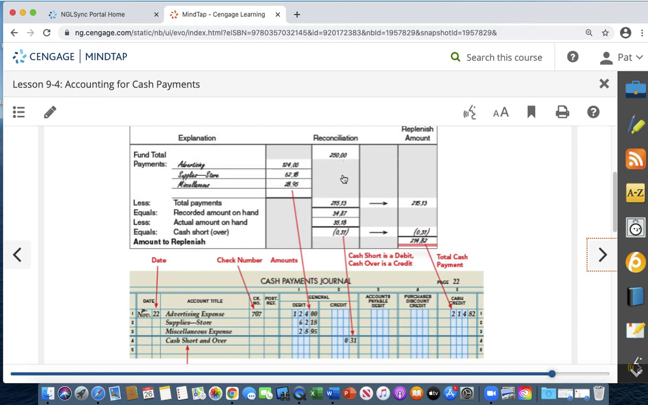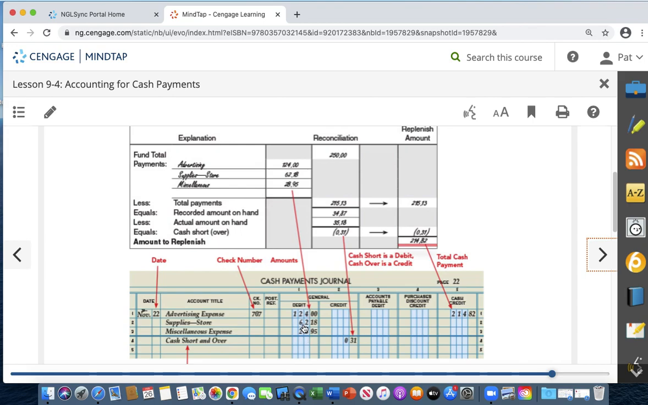So we started out with $250. We have $215.13 worth of payments. We should have $34.87. We really have $35.18. So we shorted somebody some change. We didn't give them enough. So we are over 31 cents, which means I don't have to replenish it for 215. I got to replenish it for 214.82, right? You're just saving 31 cents. You kind of screwed somebody over and didn't give them the right change. Okay. It happens. They give you more at the gas station or something.